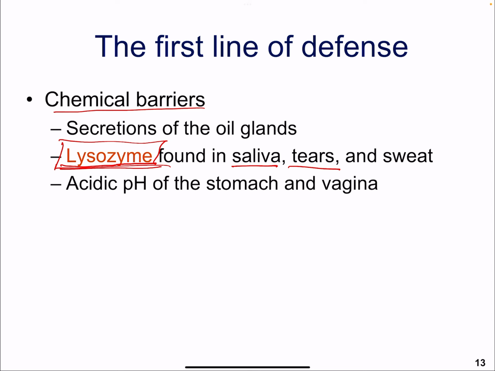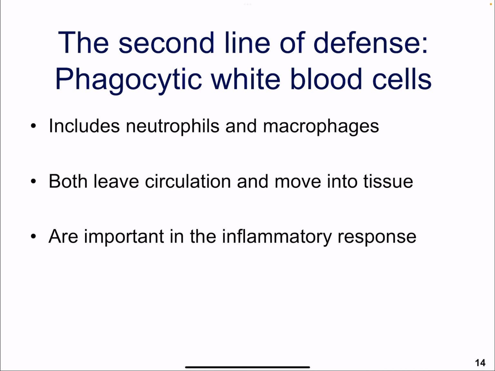Okay? And then we have some environmental conditions in some of our organs, like an acidic environment in the stomach that is going to destroy microorganisms that we ingest. The vagina is also an area that is acidic, where the multiplication of microorganisms is also going to be controlled because of the acidity, right? So that's the first line of defense.